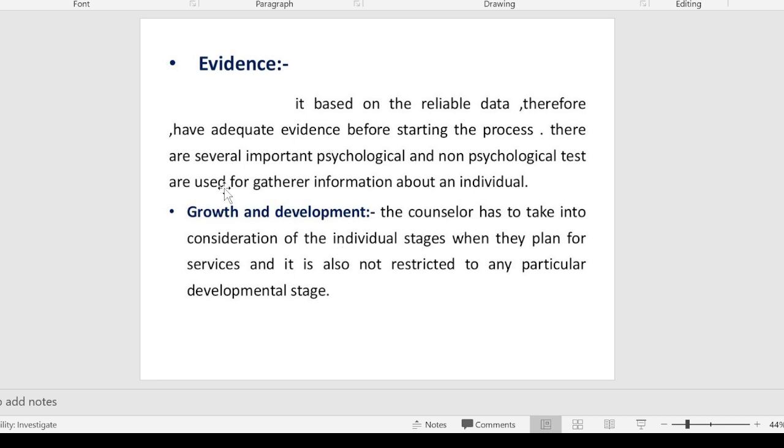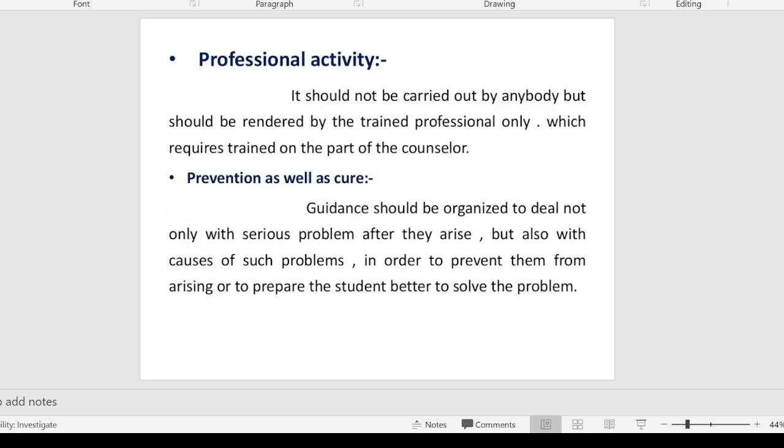And the next one is, counseling and guidance is always growth and development oriented for individuals, family and the community. And it is a professional activity. Not everybody can give guidance and counseling services. It's always a professional activity.